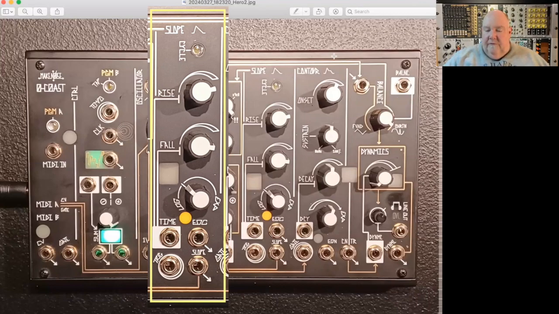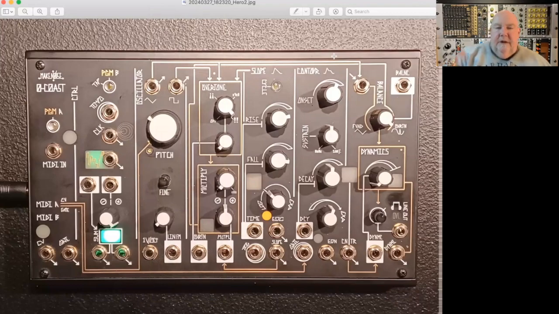You have also rise and fall times that can be varied with the time CV input. And the other thing about slope is that it normally feeds the multiply attenuverter control. So that's typically what slope is going to do for you, is change your waveform.